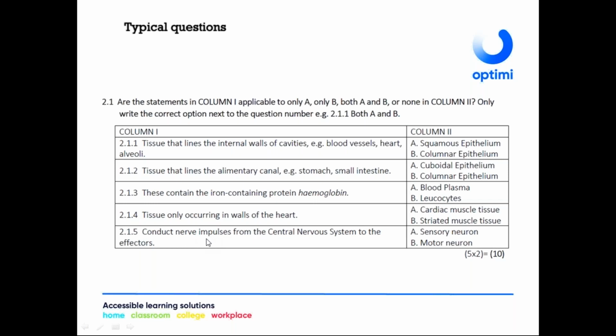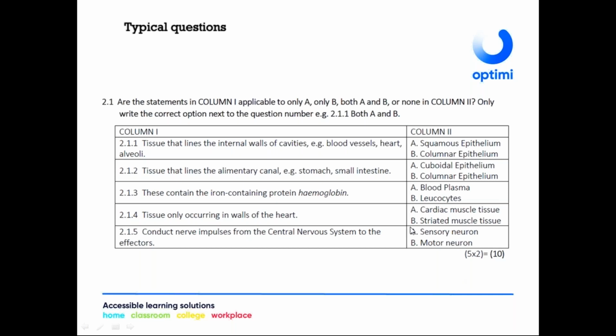2.1.5, conduct nerve impulses from the central nervous system to the effectors. Is it a sensory neuron or a motor neuron? Remember, a sensory neuron collects the information, it senses the information. A motor neuron is responsible for conducting the impulses or the messages from the central nervous system to the effectors so that they can properly respond. You will look into the nervous system in more detail when you're in grade 12.